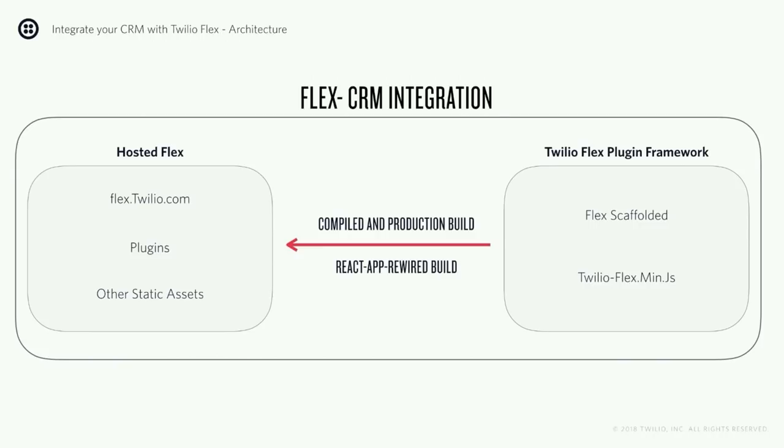Once the plugin is created and you have tested in your local environment, this is when you compile and create a production build. And then take that static JavaScript file and deploy it to your hosted Flex environment. That is the runtime assets. At this point, you also can deploy any other static assets to that runtime that you might want to access during the CRM integration.